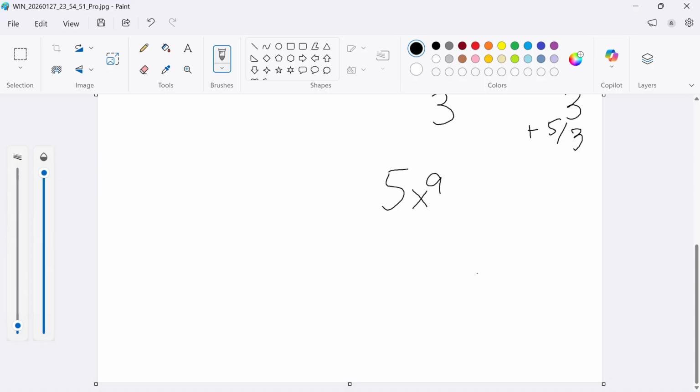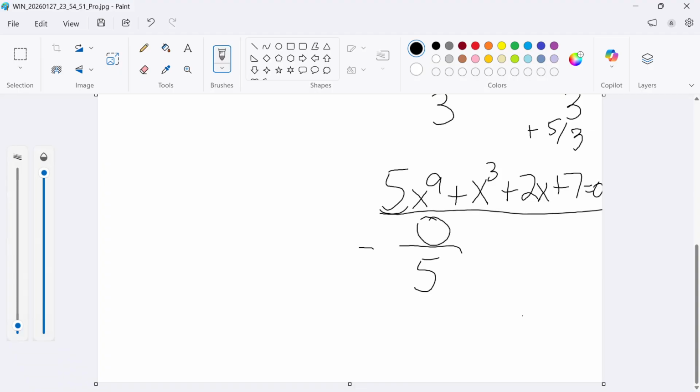5x to the 9th plus x to the 3rd plus 2x plus 7 equals 0, of course. All right, I want the sum. The sum is going to be negative always, and then whatever the number is in front of x to the highest power, which is 5. And then I want the next power down. So this is x to the 9th. I want the number in front of x to the 8th. There is no x to the 8th listed there. That means there's a 0 in front of it. And -0/5 is 0. So the sum of the solutions there will be 0.